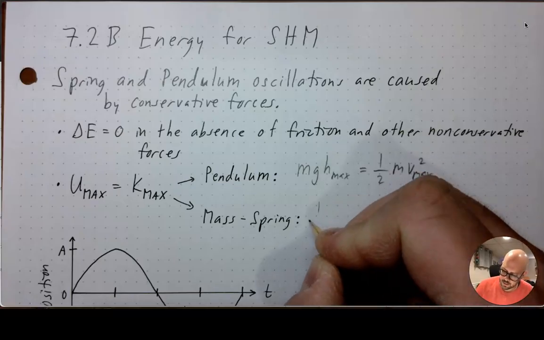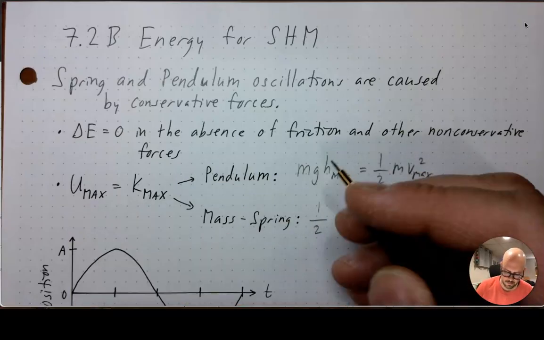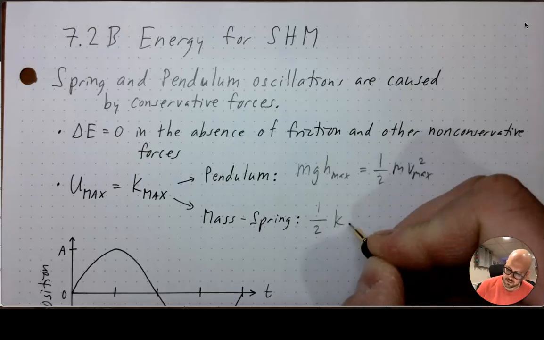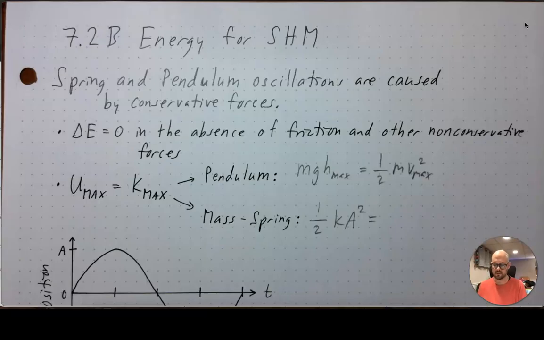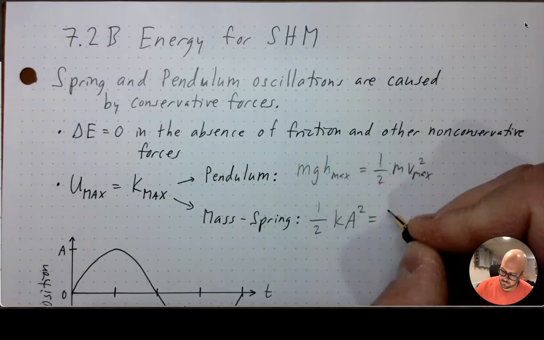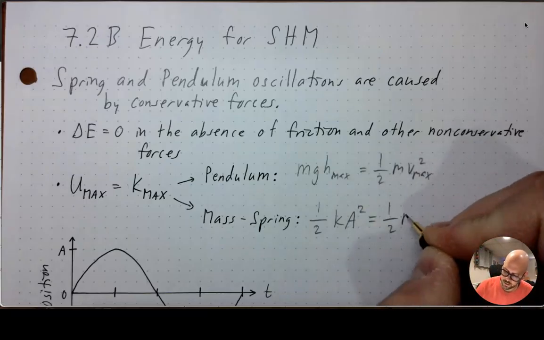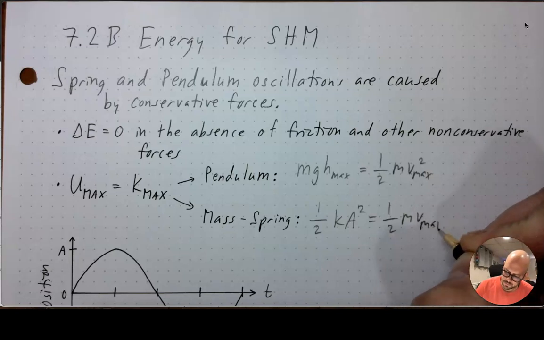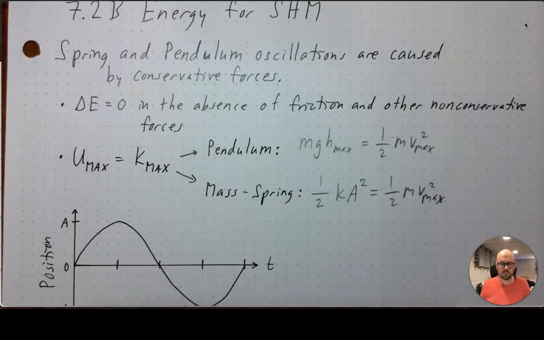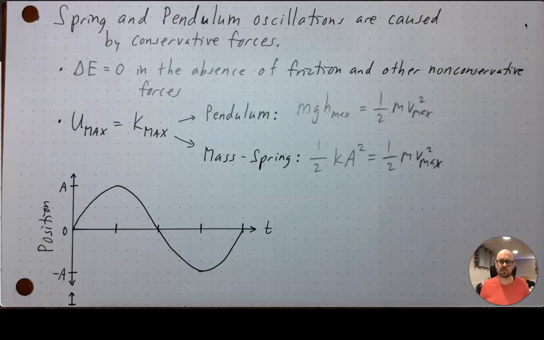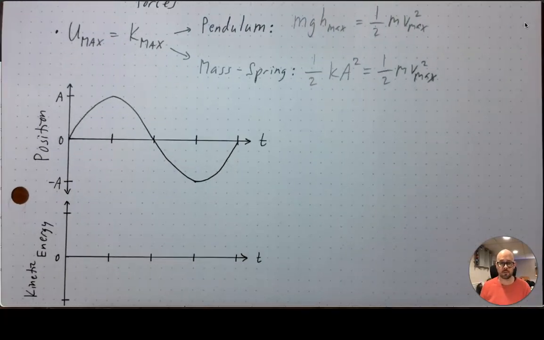In other words, the maximum elastic potential energy is 1/2 times the force constant times the amplitude of the oscillation squared. And then again, the maximum kinetic energy is 1/2 m times the maximum velocity squared. So in the rest of the video, I'm going to go through the graphs of energy, look at our maximums and our zeros, and then talk about what's called a damped oscillation.